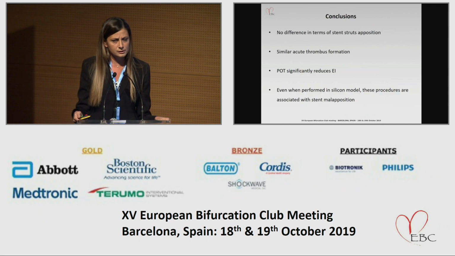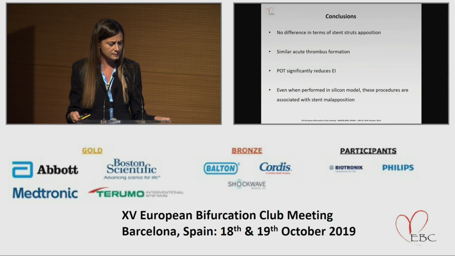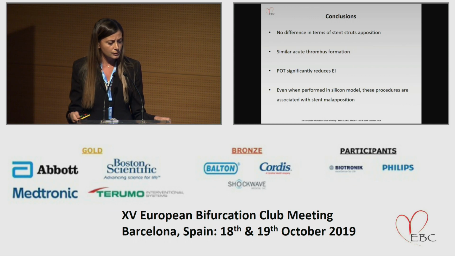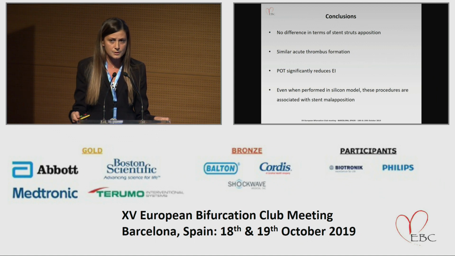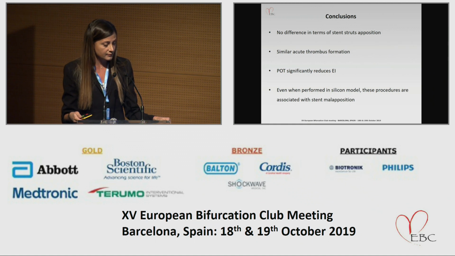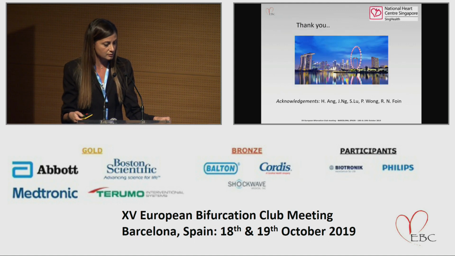So we concluded our study saying that there were no differences in terms of stent strut apposition. A similar acute thrombus formation rate was detected, that POT significantly reduced eccentricity index, but these two techniques, even when performed in silicone model, are associated with some rate of stent malapposition. Thanks for your attention.